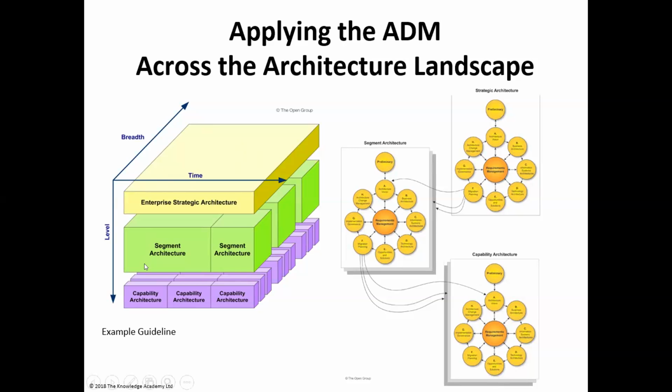Segment level will be, for example, the portfolio, the program, the project, those level of people. Capability architecture level will be the developers, the people who do architecture, domain architects, all that. Got it?